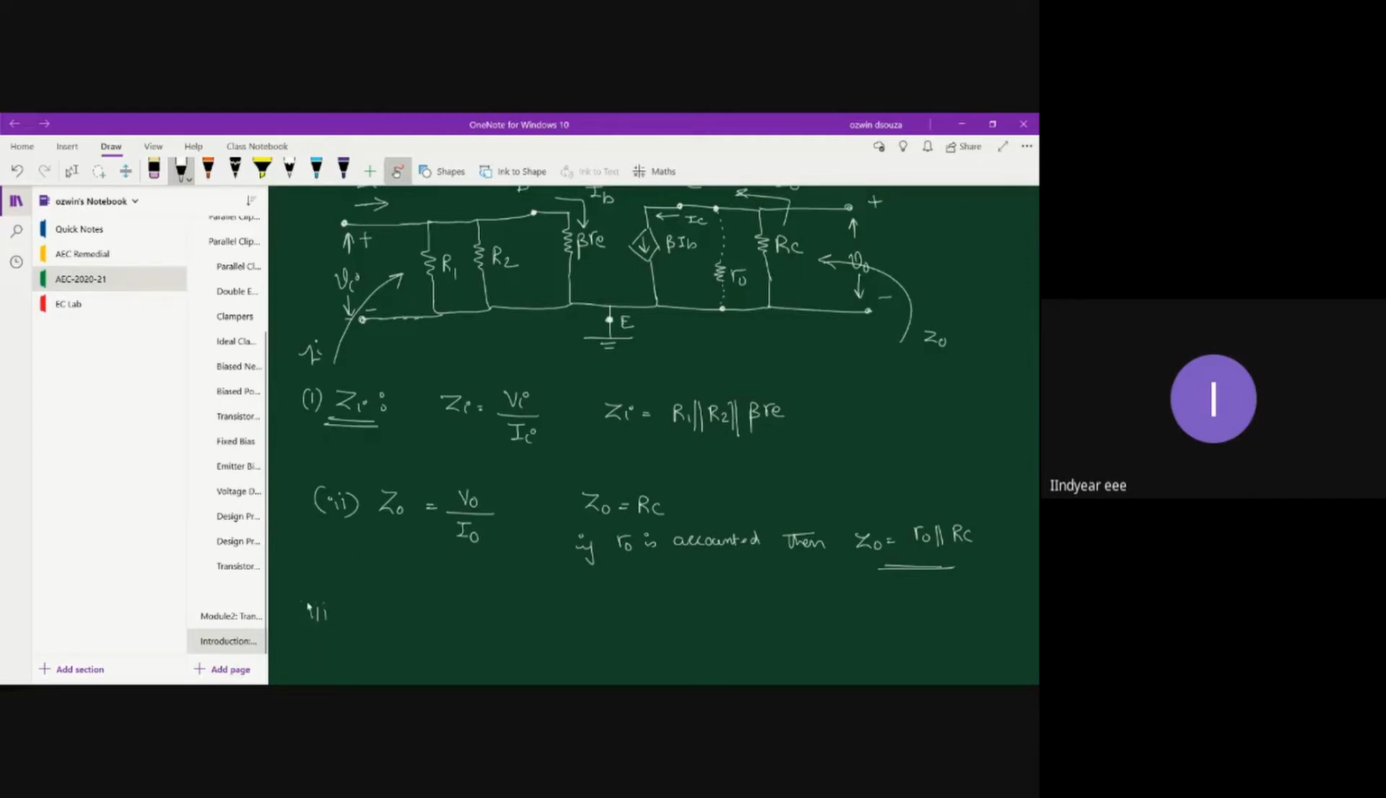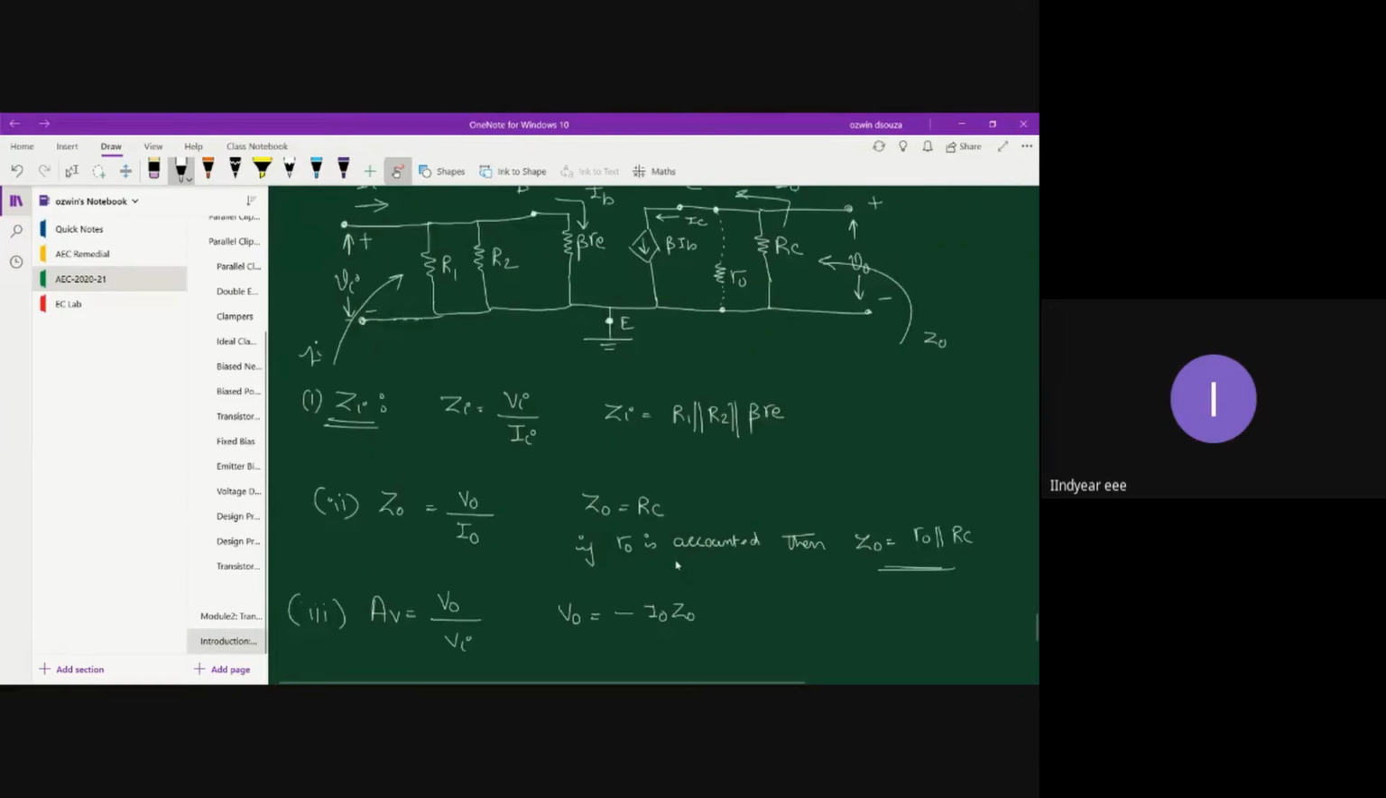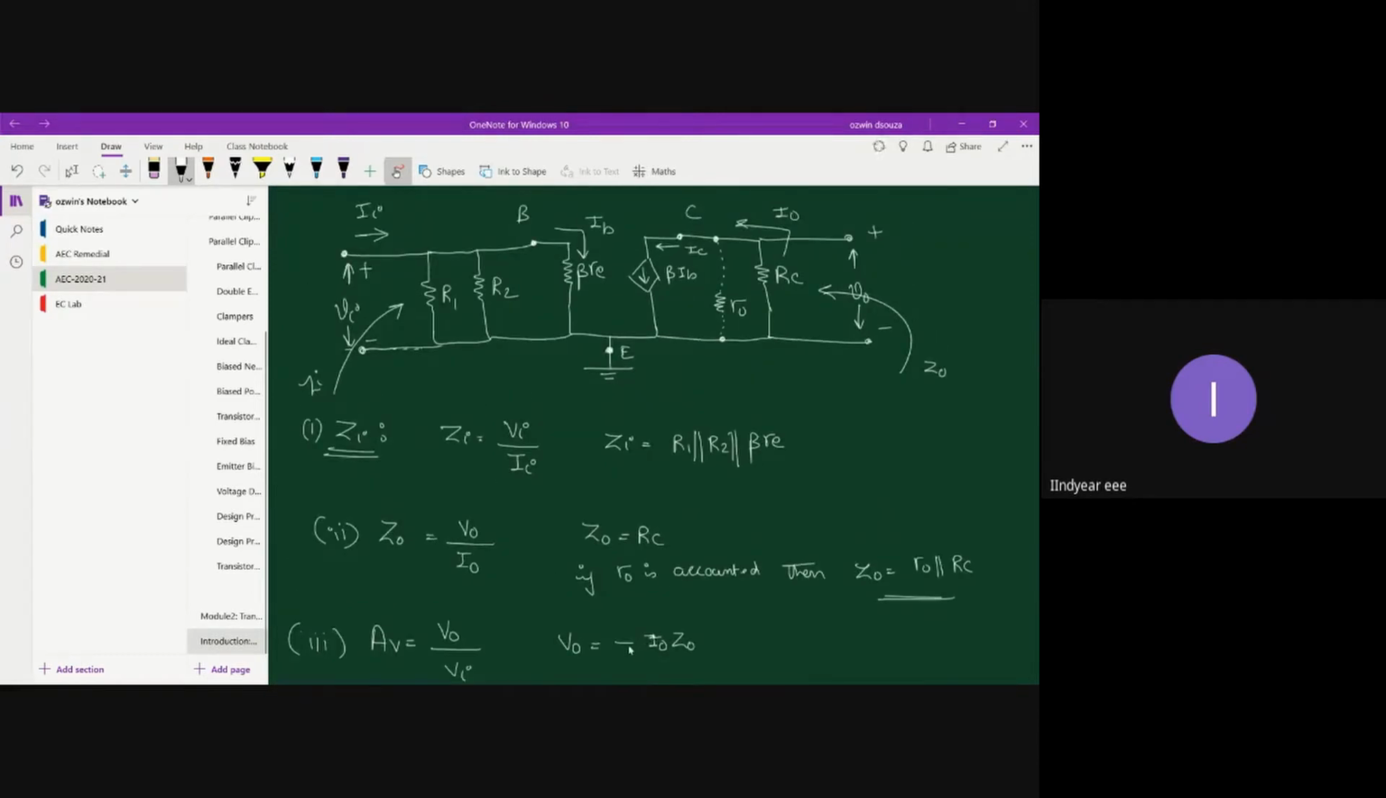So moving forward, let's take up the voltage gain, AV. So what is voltage gain? By definition, voltage gain is the ratio of output voltage to input voltage. So what do we have against output voltage? Output voltage is negative I0 into Z0, right? I think I have told you why I'm putting this negative sign. I have taken the polarity of output as upper side positive and lower side negative.